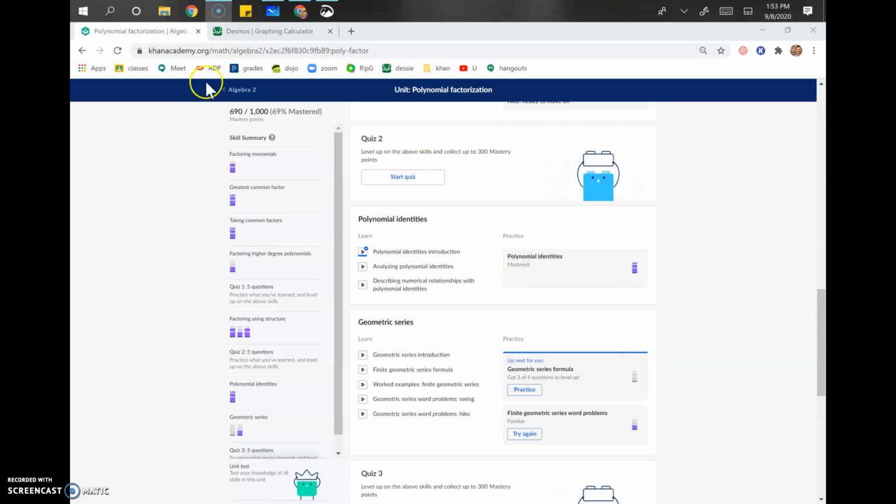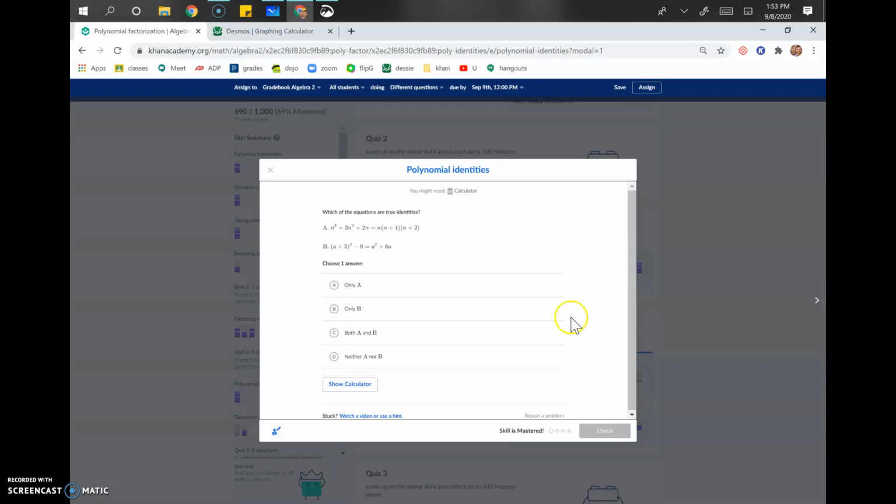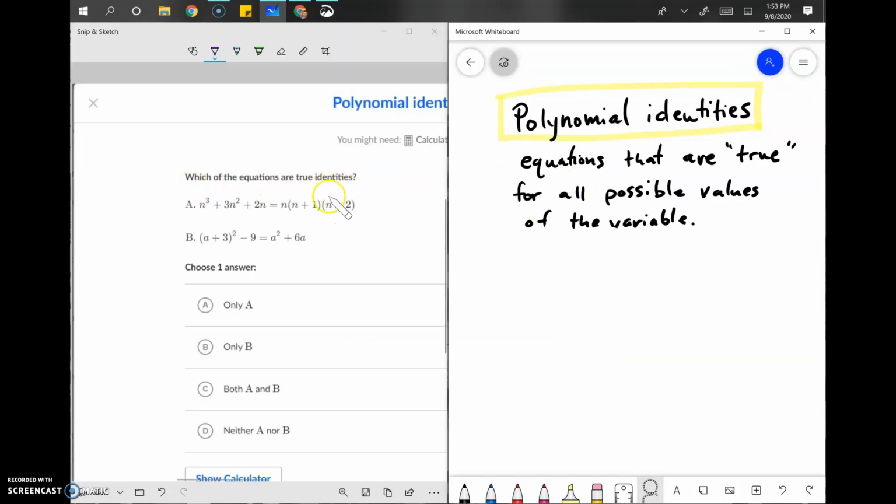We've got polynomial identities. We're in the Algebra 2 course in Khan Academy, and we're going to rock on some polynomial identities. Question number 1. Which of the equations are true identities? And it's giving us two equations, A and B.